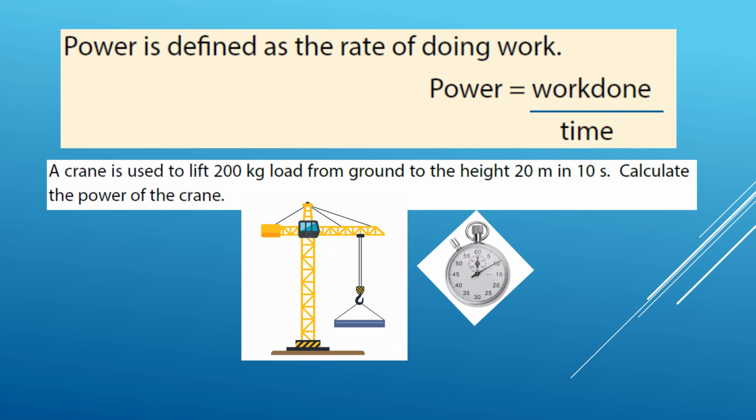Now the time taken is 10 seconds. So the power is equal to work done divided by time taken, which is equal to 40,000 divided by 10, and this gives 4,000 watts. The unit of power is watt.